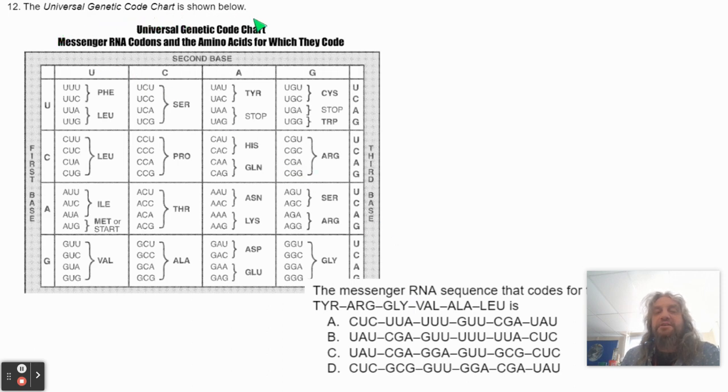Number 12, the universal genetic code chart is shown below. The messenger RNA sequence that codes for tyr, arg, gly, val, ala, leu is A, CUC, UUA, UUU, GUU, CGA, UAU. B, UAU, CGA, GUU, UUU, UUA, CUC. Choice C, UAU, CGA, GGA, GUU, GCG, CUC. Or is it choice D, CUC, GCG, GUU, GAA, CGA, UAU?